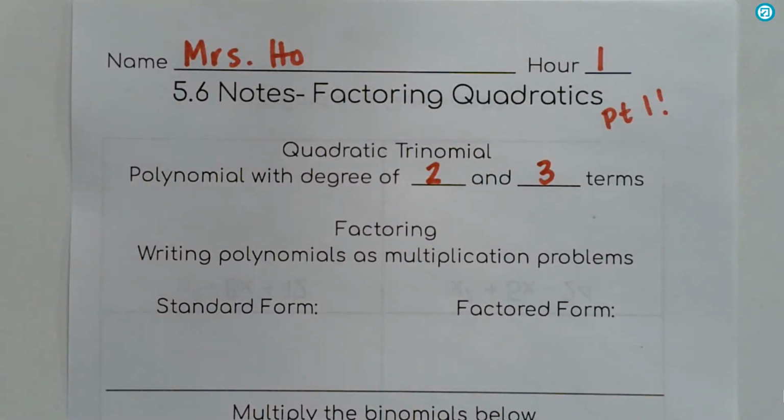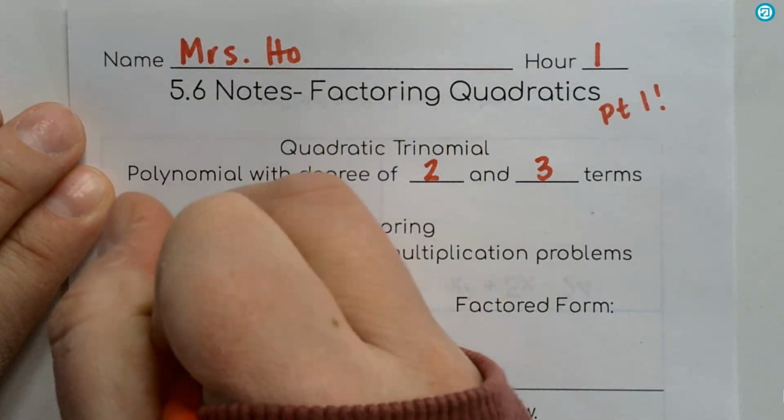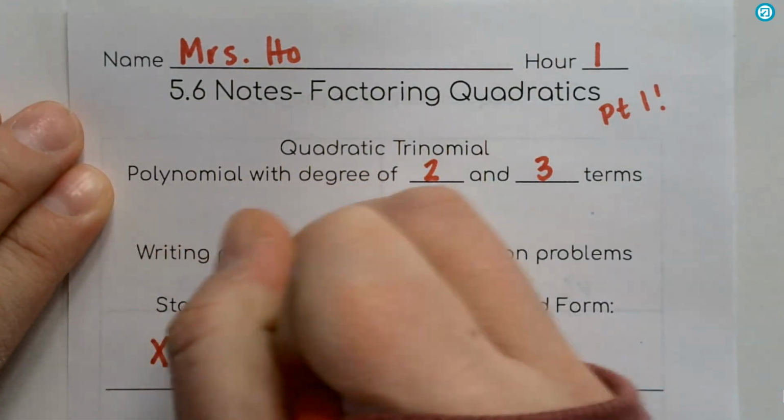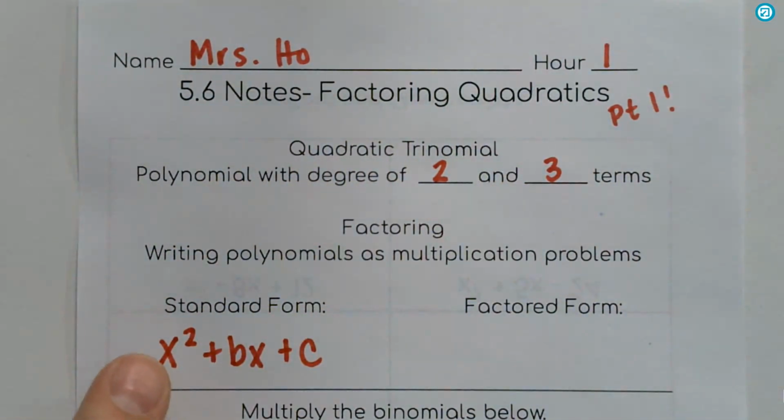Today we are specifically only going to be factoring quadratic trinomials with a leading coefficient of 1. So what that means is for our standard form, it's going to be x squared plus bx plus c. There's not going to be a number in front of that x squared there. On Friday, when we do part 2, there will be a number in front of that x squared. So for today, there is not a number in front of that x squared.